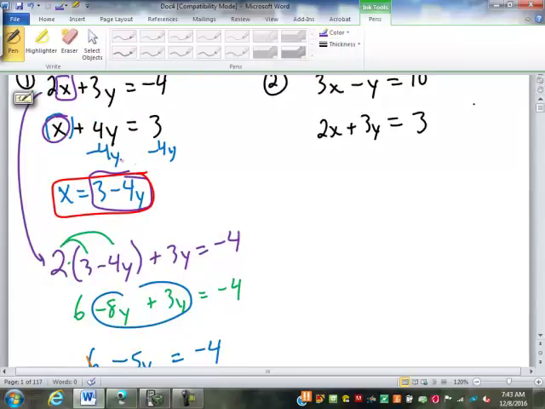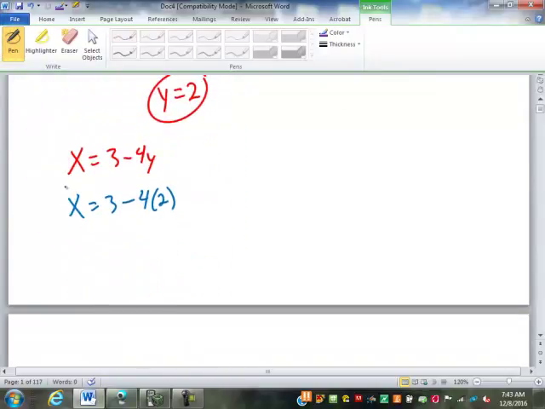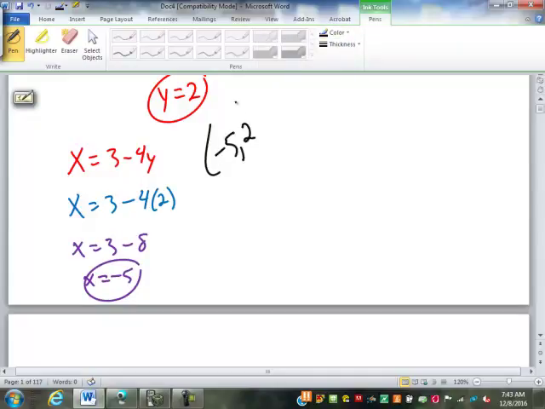Yep, I can go back to this one. That's just this equation that's been rearranged, and it's easier because that's already solved for x. I just plug in the numbers to order of operation. I don't have to actually solve anything. So x equals 3 minus 8. So x equals negative 5. So my solution there is negative 5 comma 2.